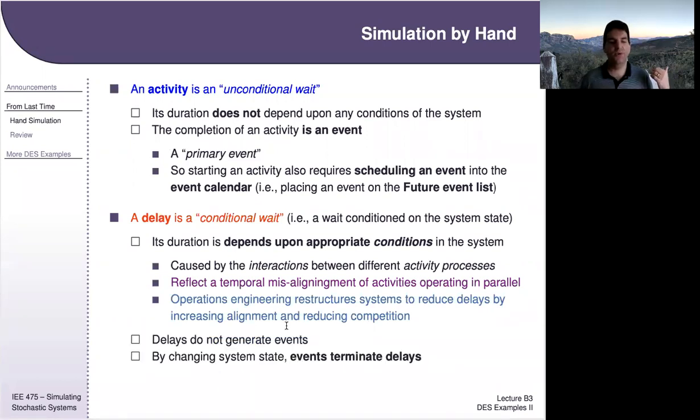These delays are not going to generate any events, like our activities required us to schedule, but the events scheduled by other activities will kill delays. We scheduled that an activity, say a service duration, is going to end in the future. When that service duration ends, someone else's service can begin. And when their service begins, their delay, the amount of time they were waiting for service, finally dies. So they finally can begin the real value added time of actually being in service. Events terminate delays by changing system state. By freeing up resources, events can terminate delays.